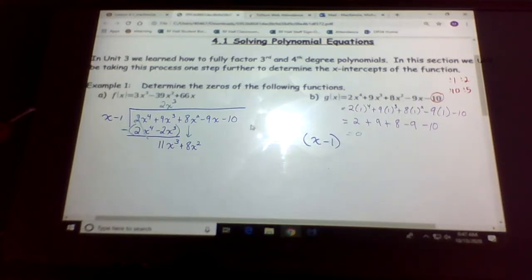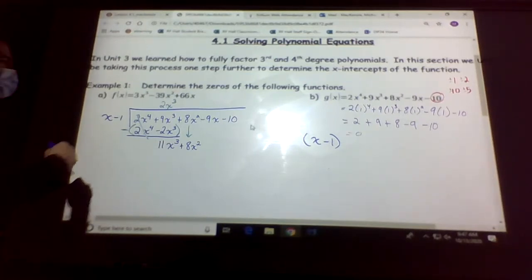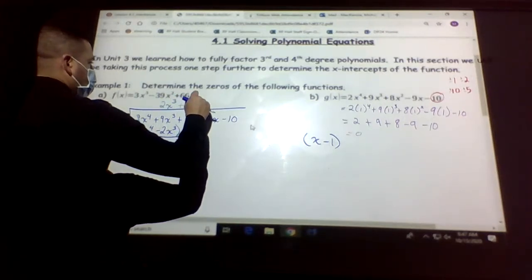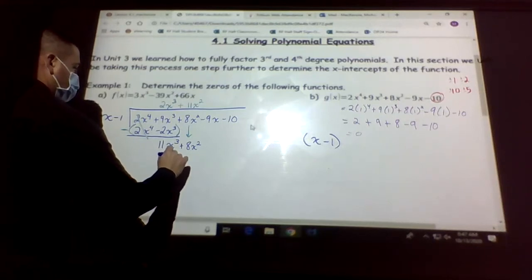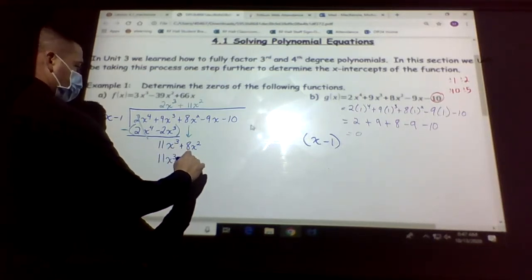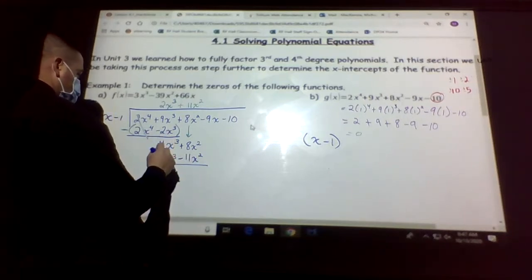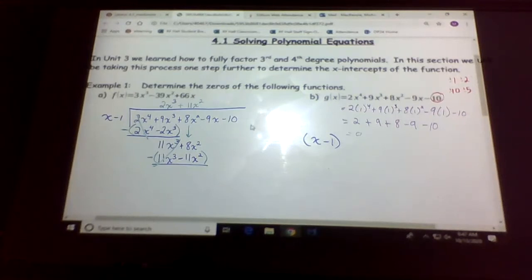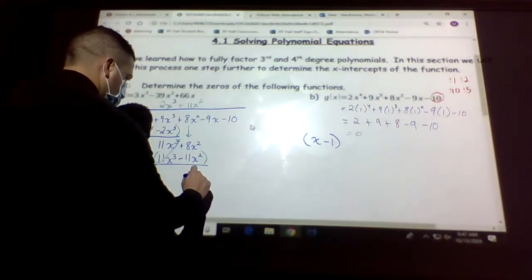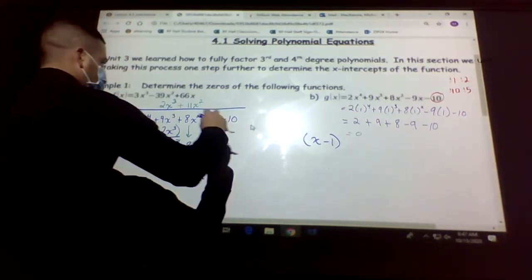Now what do we multiply x by to get to 11x cubed? 11x squared, good, so plus 11x squared. So 11x cubed minus 11x squared. Subtract. 8 minus a negative 11 becomes 8 plus 11, which is 19x squared. Carry down a negative 9.